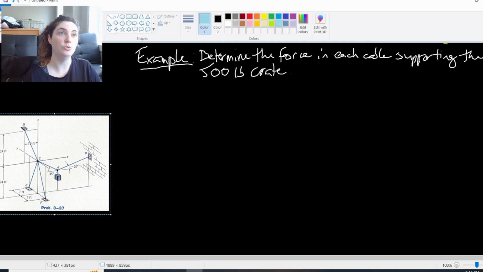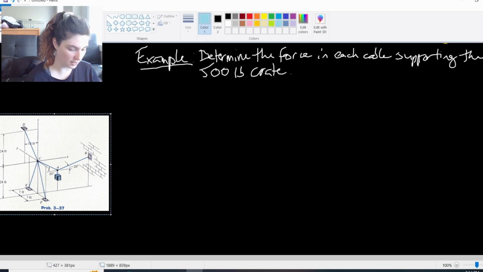I will say you do have 2 free body diagrams required in this problem. We'll look at each of those, but I'm going to start with just one of them and set up these equilibrium equations. So we're finding the force in each cable supporting this.